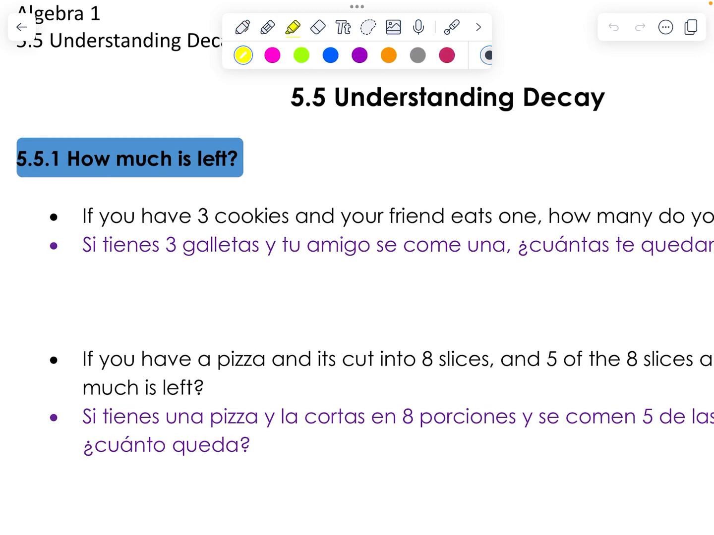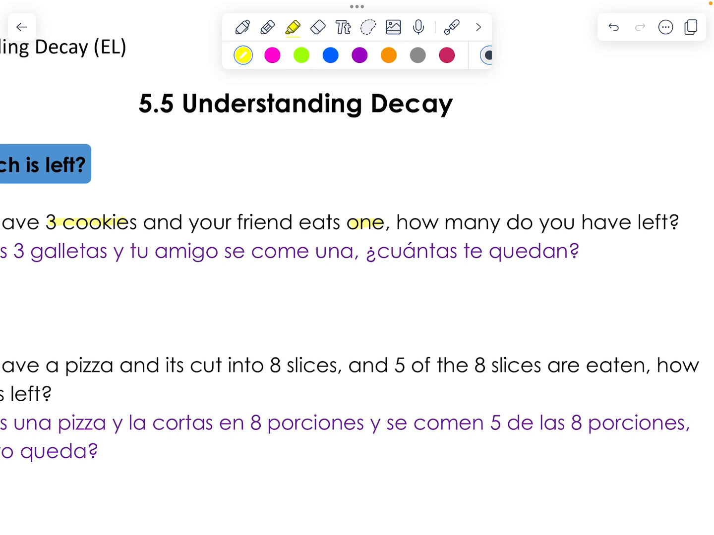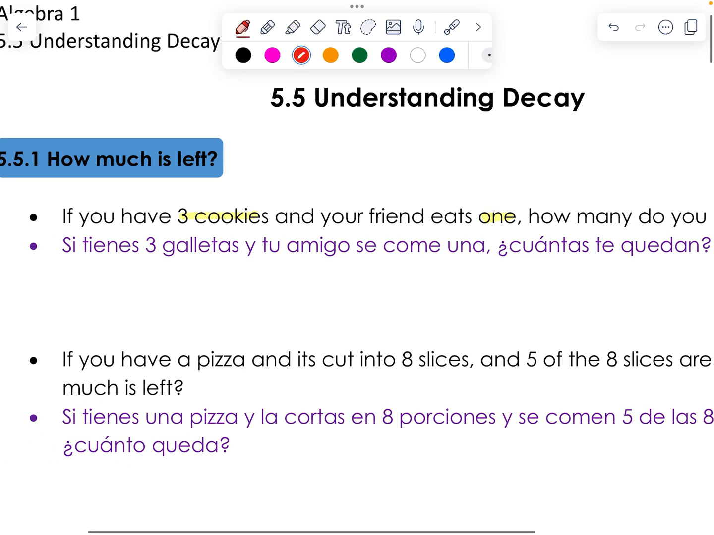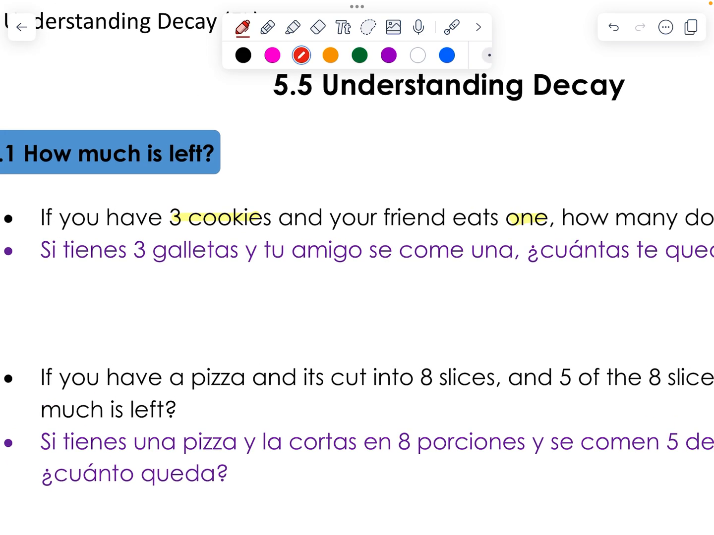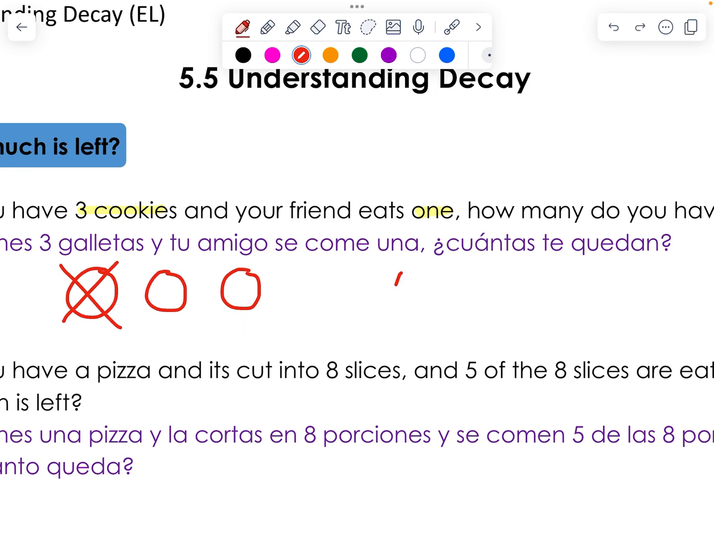So the first one says, if you have 3 cookies and your friend eats 1 cookie, how many do you have left? Should be pretty simple, but I'm going to draw you a picture anyways. So if you have 3 cookies and we eat 1 of the cookies, we are left with 2 cookies. Pretty simple.